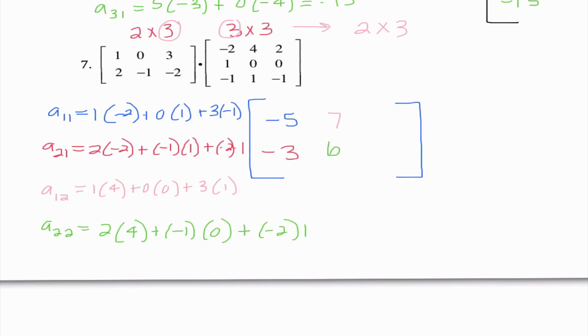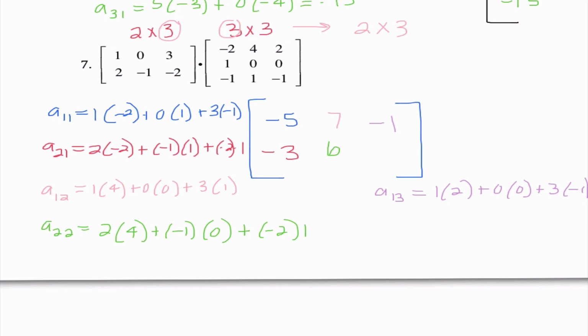Okay, now we're on to our third and final column. I'm going to do A sub 1, 3, which means row 1, column 3. I'm once again going to highlight those for us. So I have 1 times 2 plus 0 times 0 plus 3 times negative 1. So I get 2 plus 0 plus negative 3, so I have negative 1.